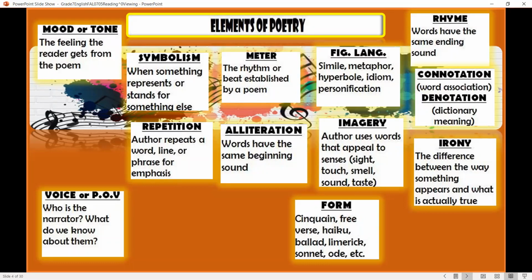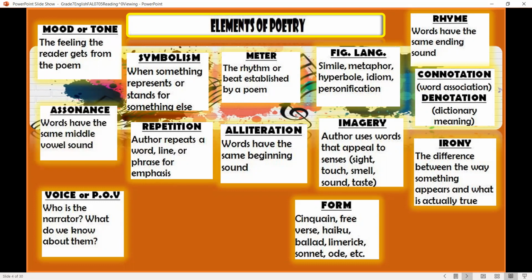Then you have assonance, which is, I literally call it the opposite to alliteration. So also words with the same sound, but it's the middle vowel sound. Okay, so it focuses on the middle vowel.